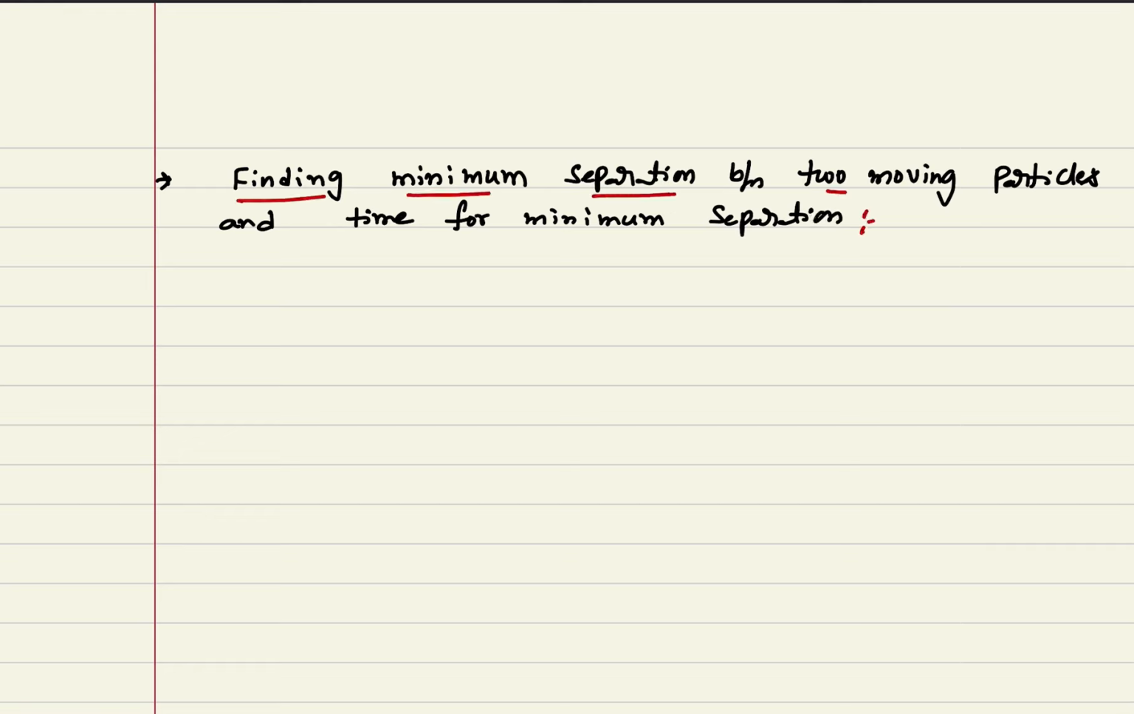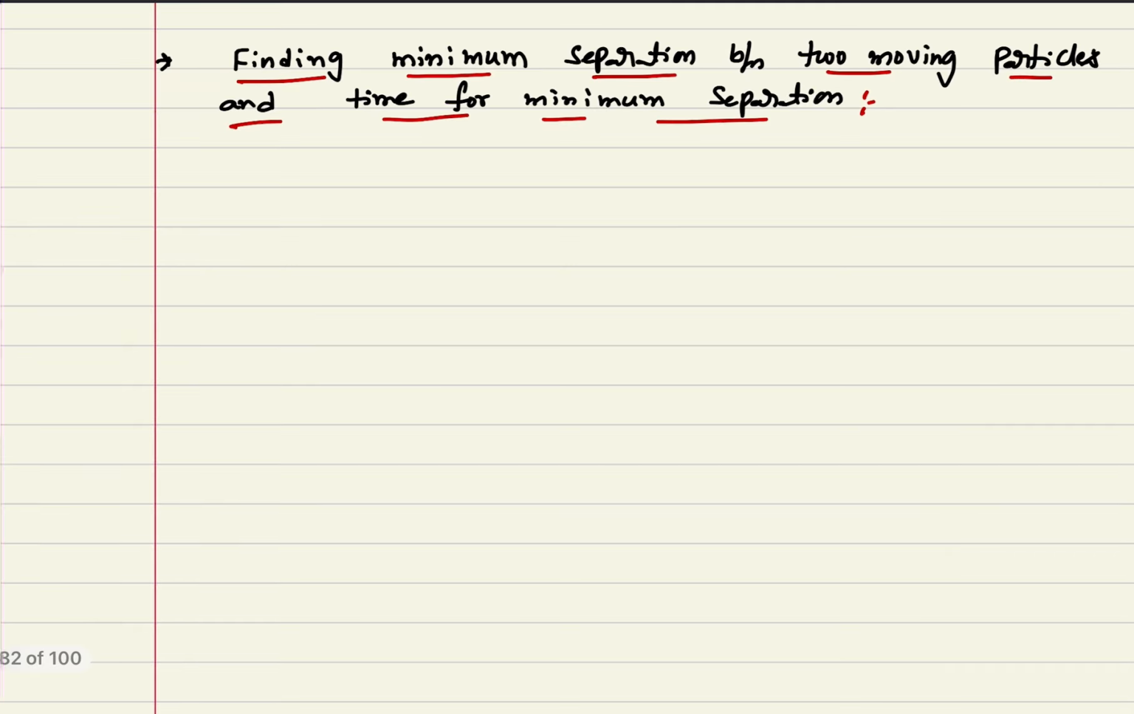That I am going to write now. Observe this carefully: minimum separation between two particles and minimum time for minimum separation. Let us consider there are two particles, A particle and B particle. A is moving with velocity VA along the vertical direction. B is moving with velocity VB. The separation between A and B is D.